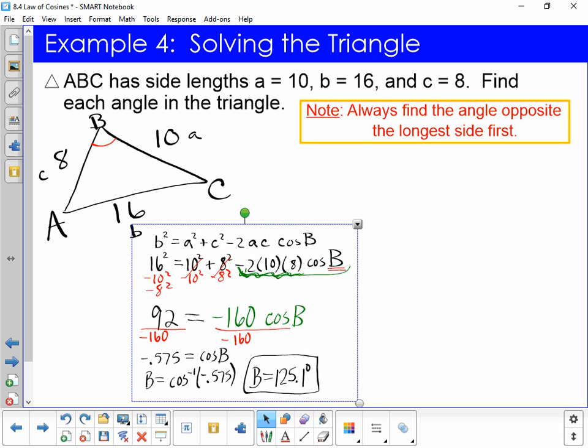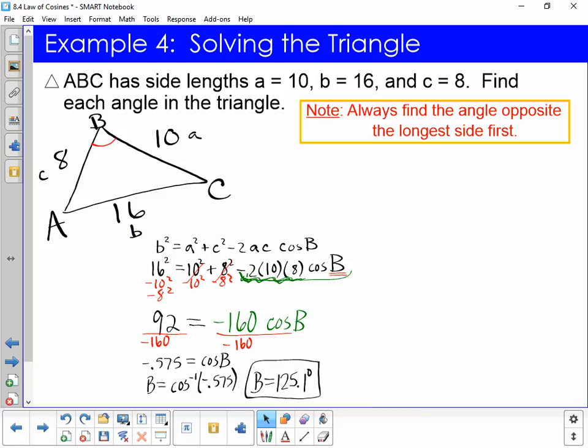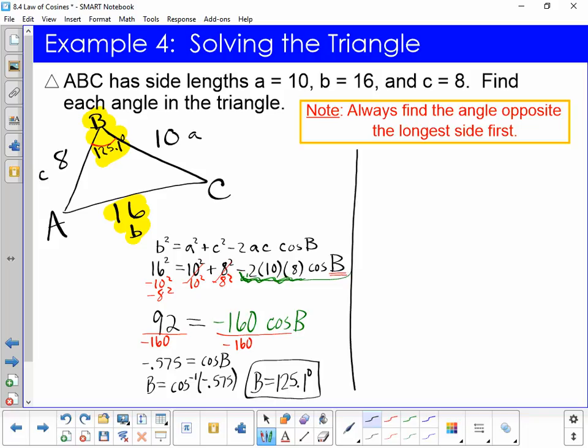Okay, so we found angle B, and I'm going to label this in here, 125.1 degrees. Well, now that we have this pair of B's, both angle B and side B, now we can switch to the law of sines if we would like. Now, if you love the law of cosines, you could continue using the law of cosines as well. Typically, I switch to the law of sines.